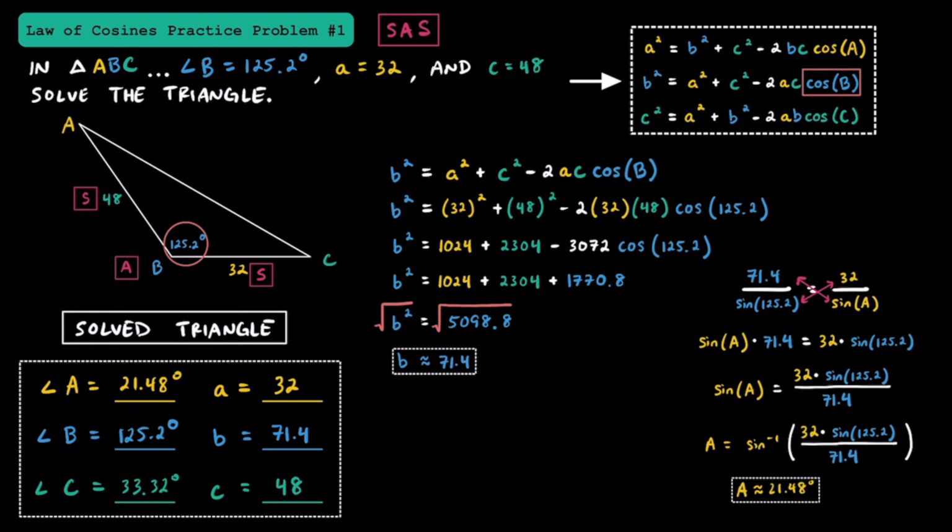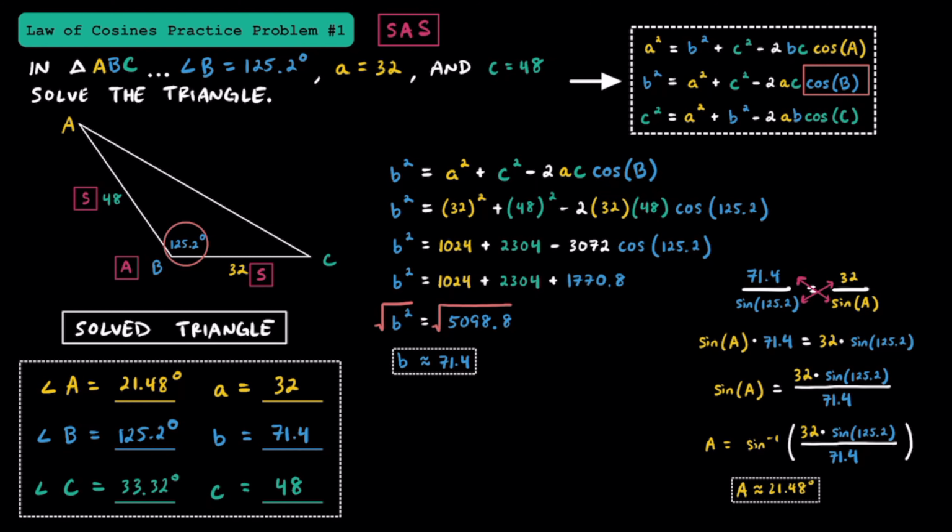So just to recap real quick, since we were given the side angle and side of this triangle, we knew that we had to use the law of cosines to solve this triangle. By using the law of cosines, we were able to find out the side length of B was about 71.4. Then we just used the law of sines to solve the rest of the triangle. Once you've established the fact that you need to use the law of cosines, the next thing that's important is to notice which angle you're given, which is angle B here. Since we were told that angle B was 125.2 degrees, we should use the given law of cosines that has cosine of B in it.